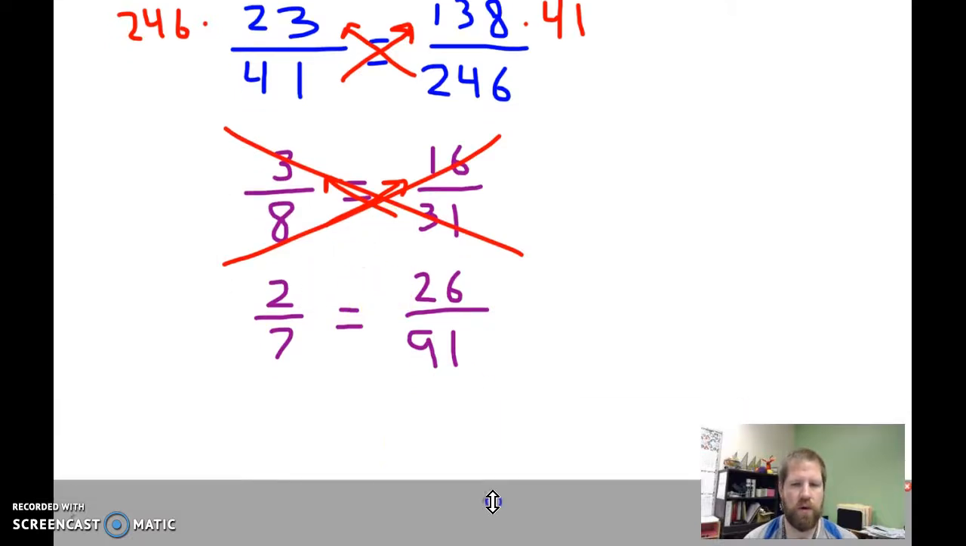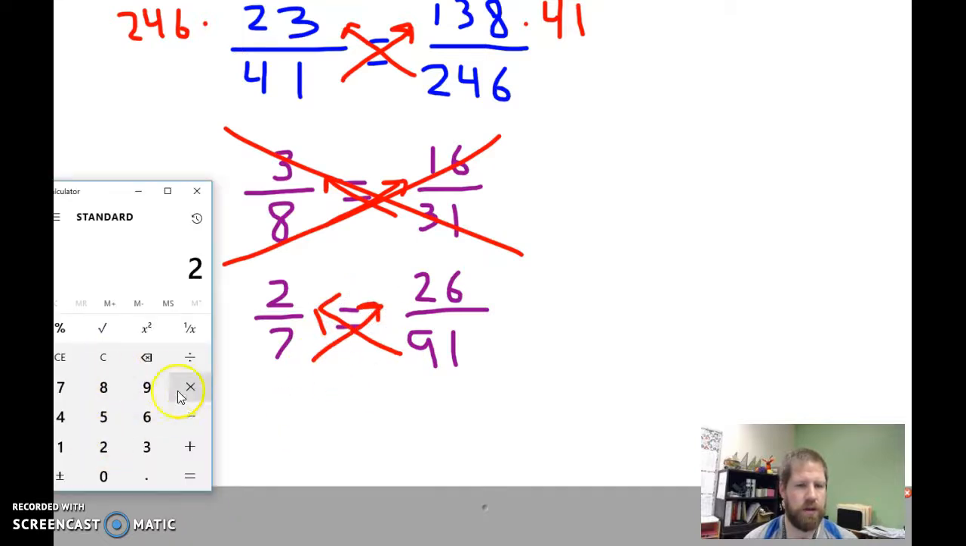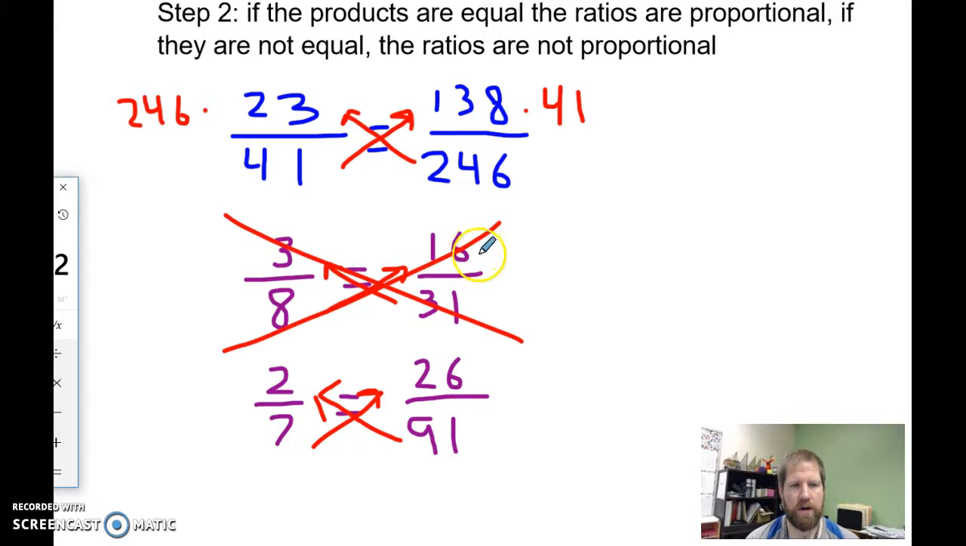All right, let's do one more. Do my cross products. 2 times 91 is equal to 182. 7 times 26 is 182. So this is another one that is proportional. Cross products is really just a quicker way to make sure that your ratios are proportional. If you can easily factor and see that they are proportional, that's fine. But cross products will often be a more efficient way of doing it.